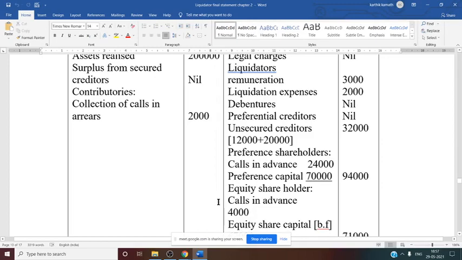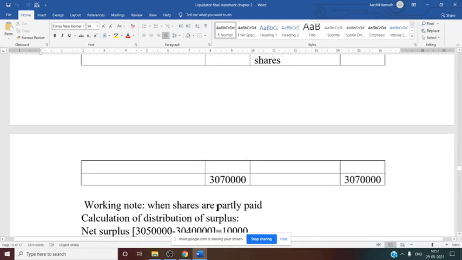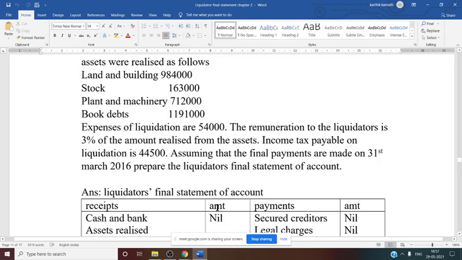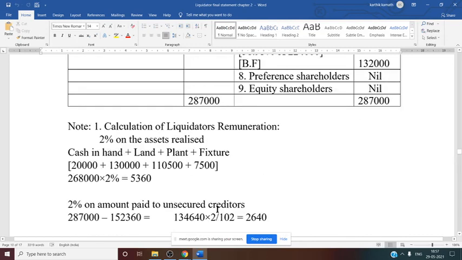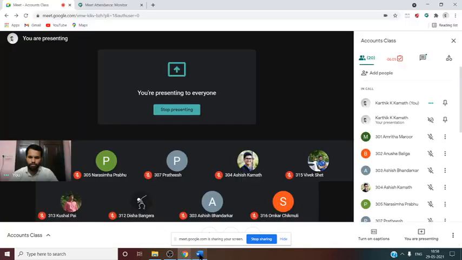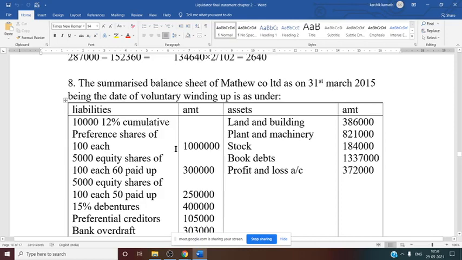Now we need to discuss problem number 8 in Liquidator's final statement of account. Till now we have discussed 7 problems in this chapter. So problem number 8 is regarding the balance sheet of Matthews Limited. Let us see that problem. The summarized balance sheet of Matthews Co. Limited as on 31st March 2015, being the date of voluntary winding up, is as under.